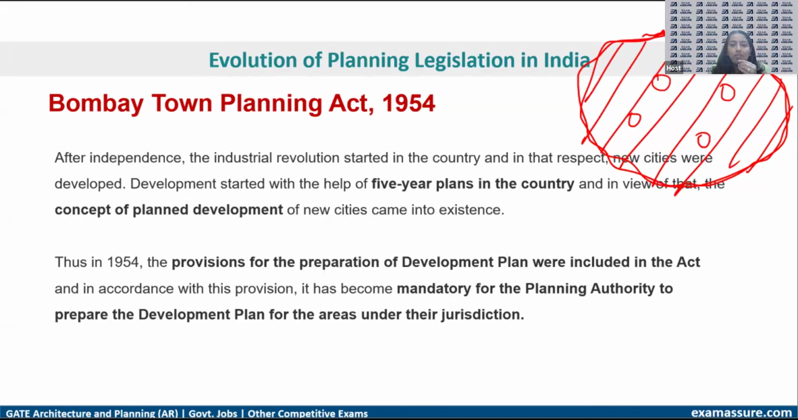But here, first came your town planning, then came your development plans as per the 1915 and 54 Act. And in this case, the 1915 Act was more of voluntary, it was not compulsory, but the 54 Act made it mandatory for the planning authority to prepare a development plan for the area within their jurisdiction.